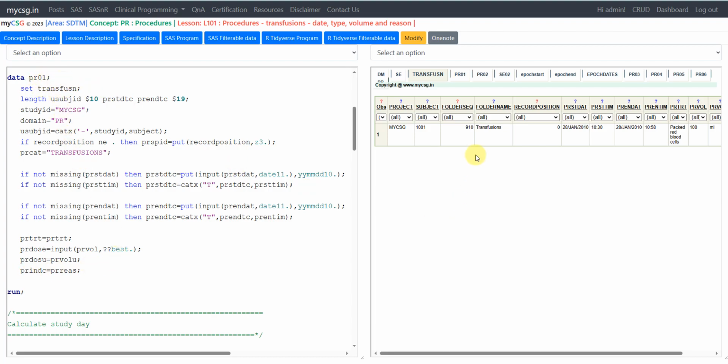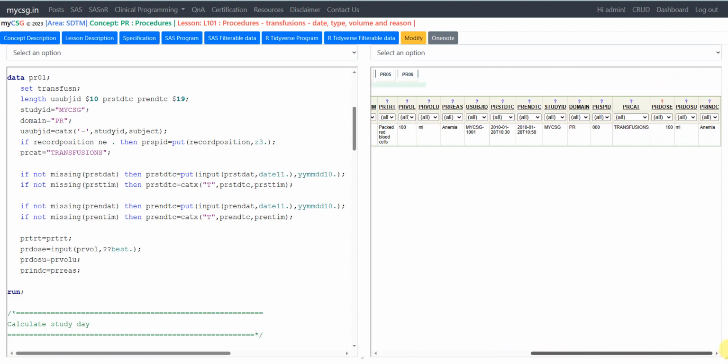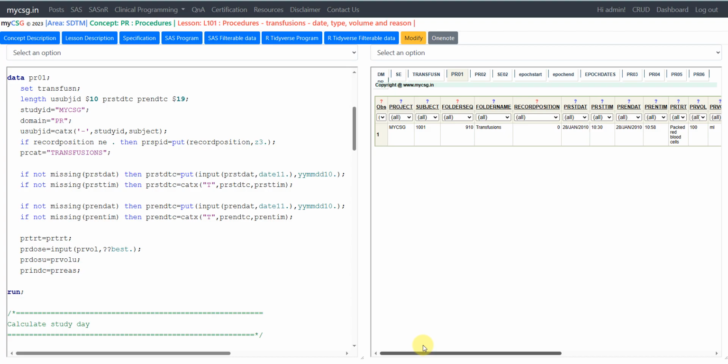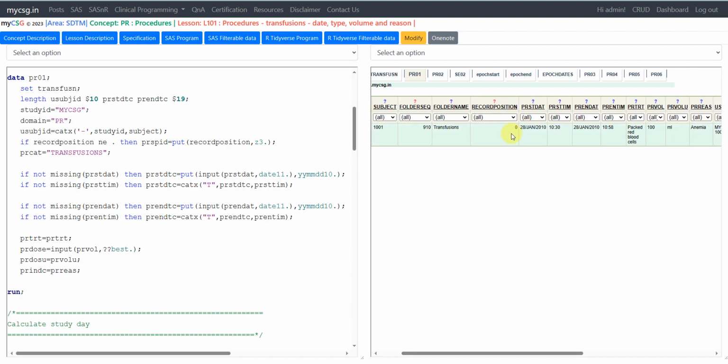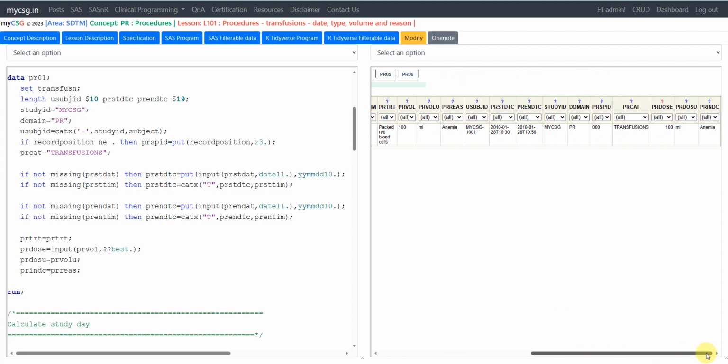Now let us take a look at the PR01 dataset and see how our derived variables look. We have created study ID, domain, and PRSPID. Here the record position had a value of 0, but we were asked to convert it into a 3-character wide string by adding leading zeros if the total number of characters is less than 3. So 0 is becoming 000. For PRCAT we simply assigned the value of transfusion, so it is coming here. And then we have PRDOSE, which is coming as 100, populated from PRVOL, and PRDOSU is coming from PRVOLU.